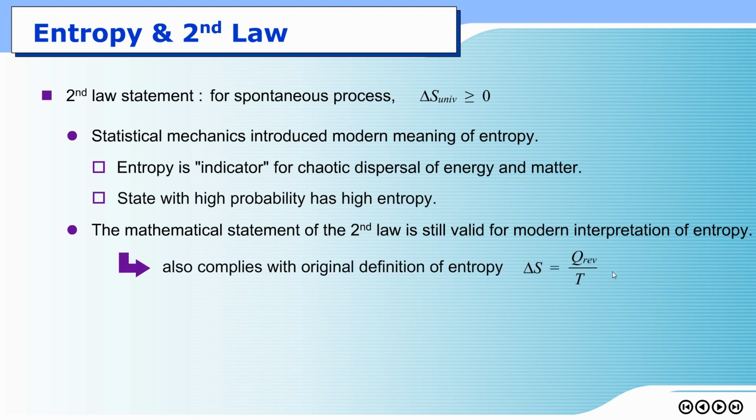This is the definition of entropy, delta S equal to Q reversible over T, which was derived based on Carnot cycles. Again, during that time, it had no physical meaning. It's just a derived parameter or derived variable. Now we are going to give this some meaning by using this sentence.